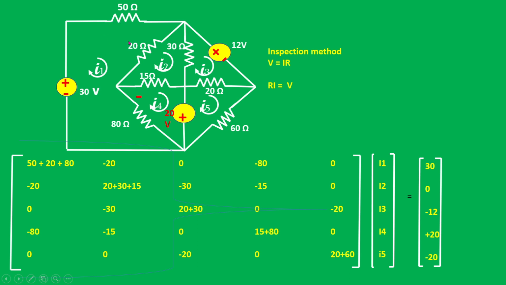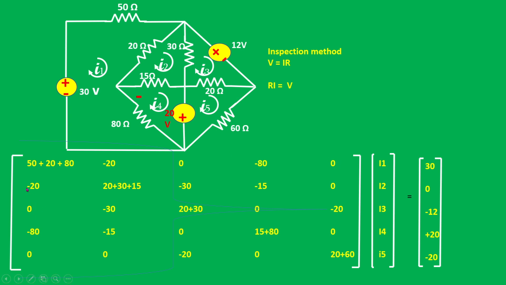Okay, so for this first loop, let's form this R matrix. So it consists of this 50 ohms plus 20 ohms plus 80 ohms, that is R11. Okay, then the next one is R12. So R12 means it is common to both second loop and the first loop. So it is minus 20. Then R13. So it is common for this first and the third. We don't have anything common between this first and the third loop, so it is 0. Then R14. Okay, so it is this 80 ohm is common, so it is minus 80. Then nothing is common between this fifth loop and the first loop, so it is 0.